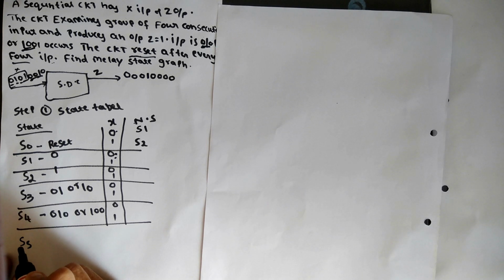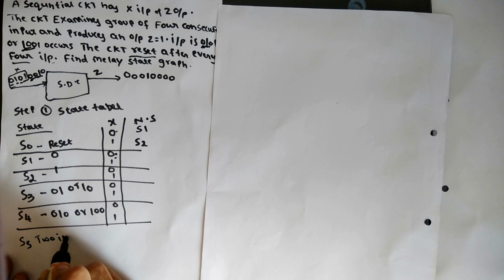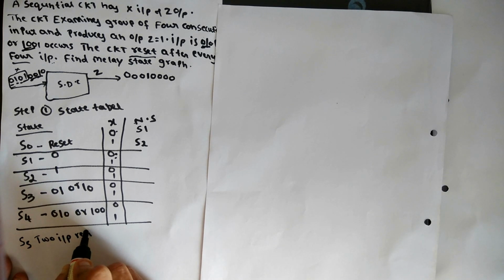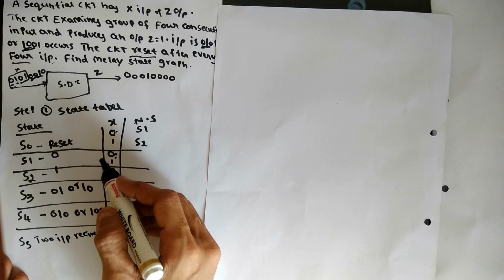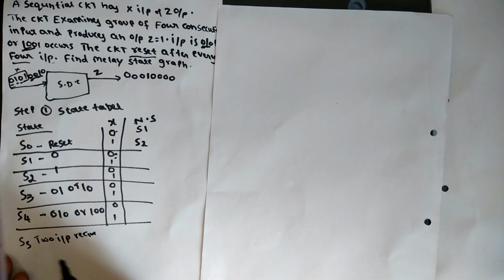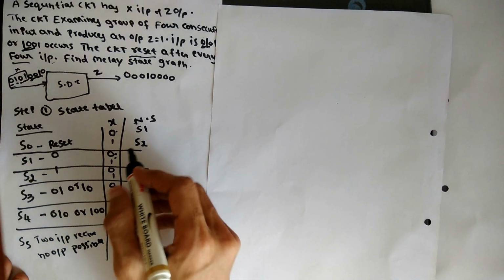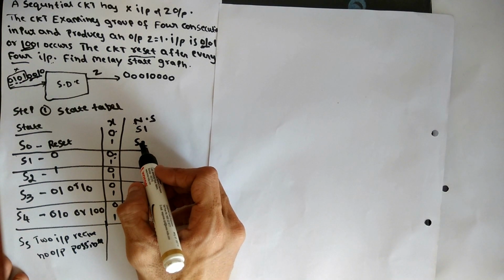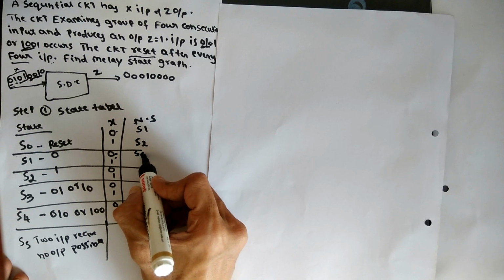So what does this S5 mean? We have to take that 2 inputs are received, and in this we cannot make any answer. So here 0 0 is received, and 0 0 is not there in any state. So we can call this as 2 inputs received and no output possible here, because for 0 0 no output is possible. After some state it has to become reset. So that state we are calling S5.